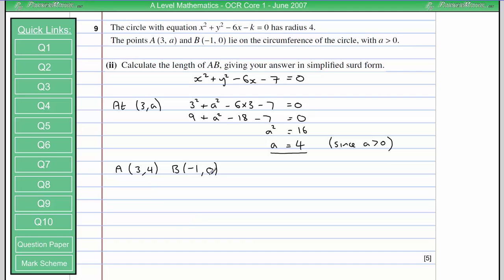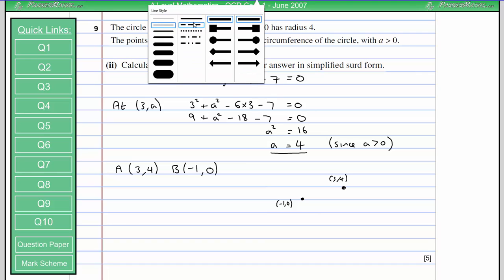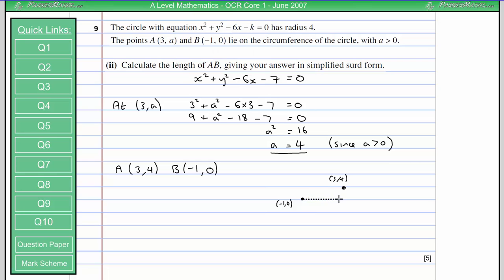So all we've got to do now is find the distance between 2 points, and we're going to do this using Pythagoras. Imagine you've got the point 3, 4 here, and you've got another point over here which is minus 1, 0, so it's going to be to the left of it and down slightly, and you want the distance between these 2 points. Let's turn it into a right angled triangle. So we'll call the length that we're looking for here L.